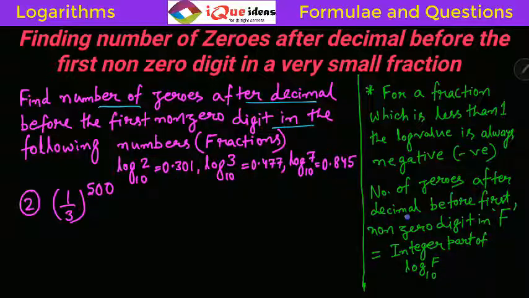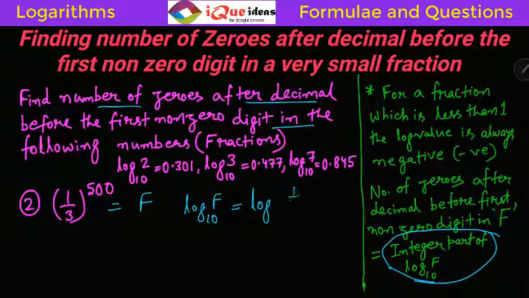What we have to do is find the log value and just take the integer part of that log value. Let's say this is our number f. So log of f to the base 10 will be equal to log of (1/3) raised to the power 500 to the base 10. Now this power 500 will come out, as we have done in the rules earlier.